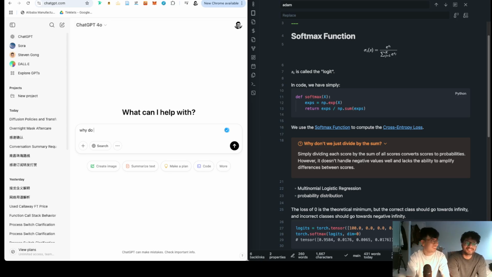KJ, you don't know what you're doing then. I'm not a deep learning person. It's been a while since I've done deep learning.